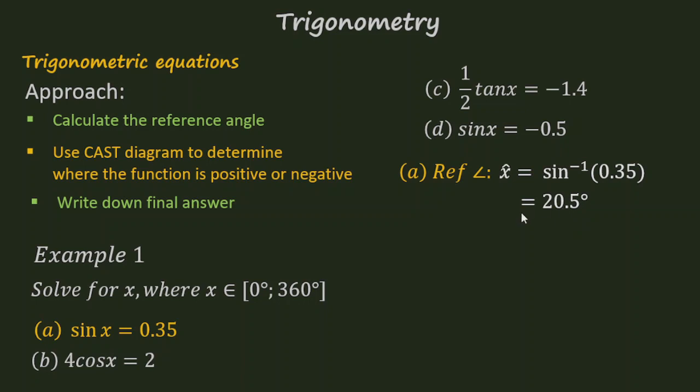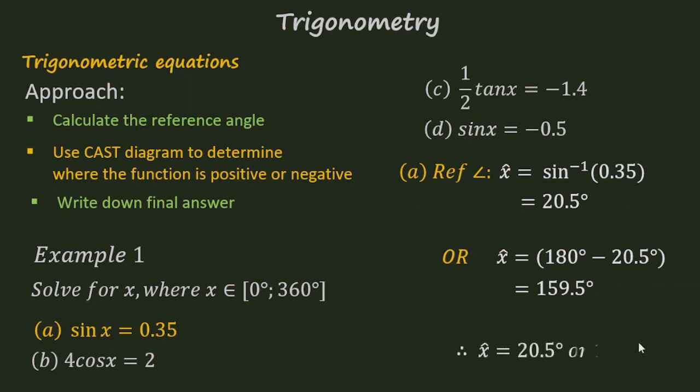Now we have to find another solution in the second quadrant. In the second quadrant, we have 180 degrees minus theta. So another solution will be 180 degrees minus the reference angle, which gives us 159.5 degrees. Then we write the final answer. We know that x is 20.5 degrees or 159.5 degrees. Let's now move to problem B.